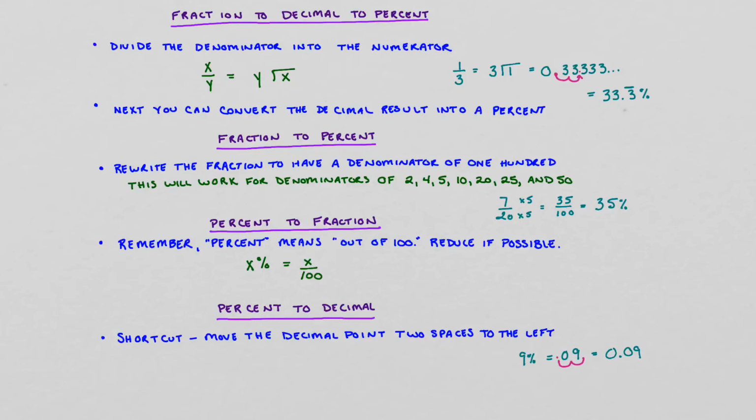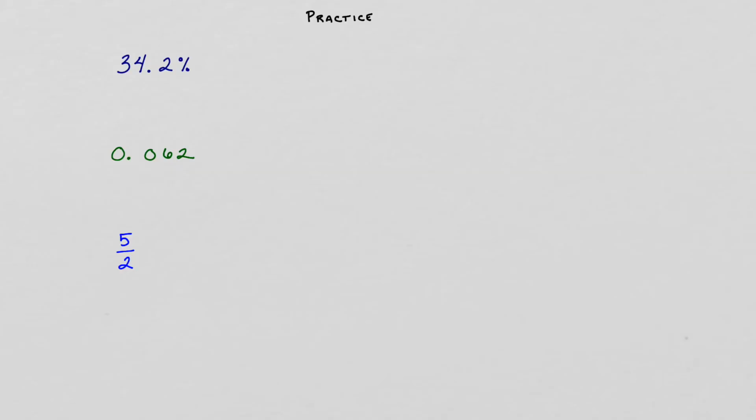Okay, let's go ahead and do some practice. So the goal of our practice problems is to translate the number that we're provided into the other 2 forms. So for example, if we are starting off with 34.2%, we want to write this out in its decimal form and we want to write it out in its fraction form. So to begin, we're going to go ahead and take that 34.2% and we're going to write it as a decimal.